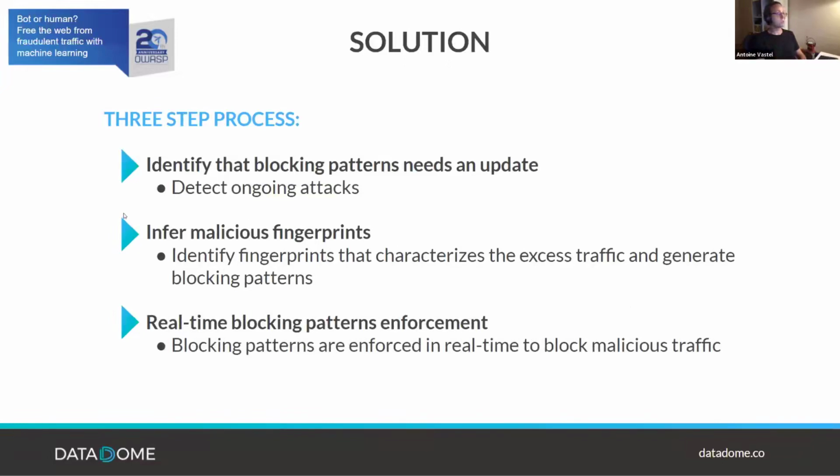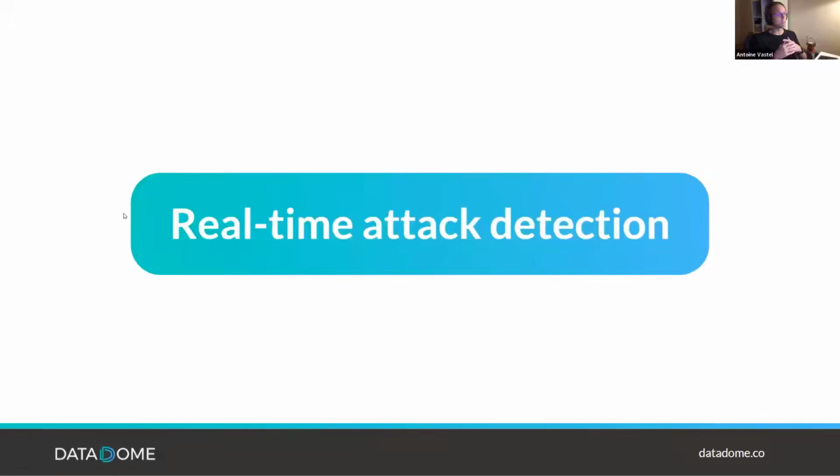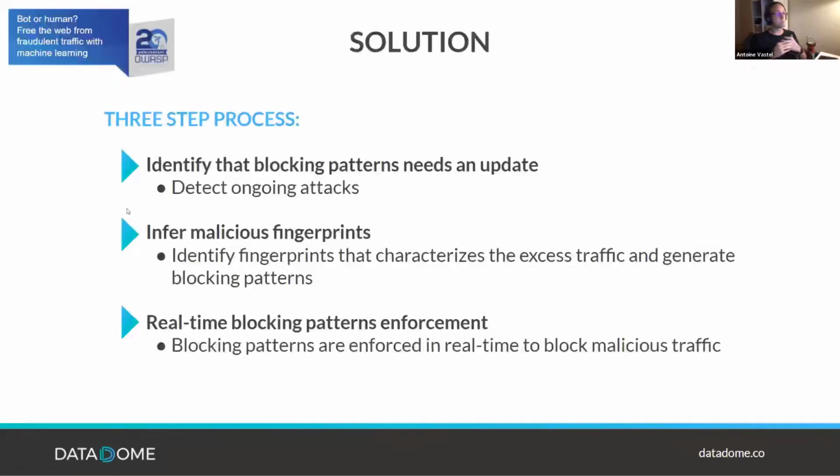So this solution is in 3 steps. First, we identify that the blocking patterns need an update. So it means that we need to detect that there is an attack going on. Then we will infer the set of malicious fingerprints among all the website traffic and generate blocking patterns to block only these malicious parts. And finally, we will enforce these blocking patterns in real time so that all the requests part of the attack are blocked.